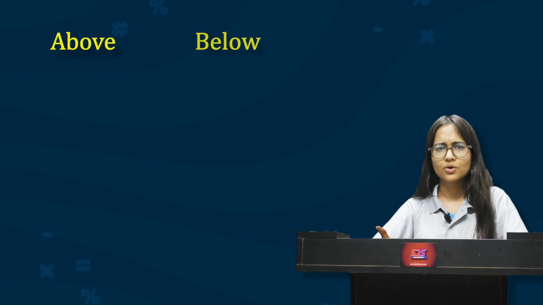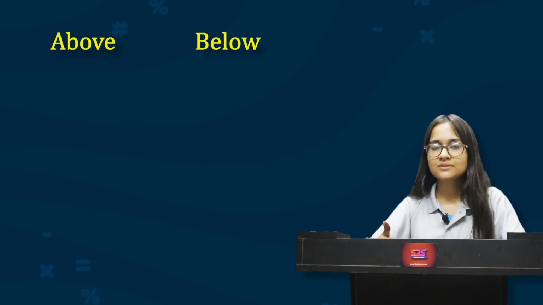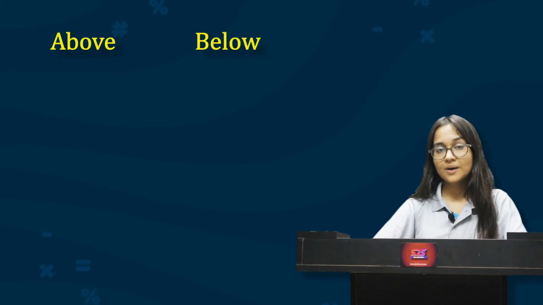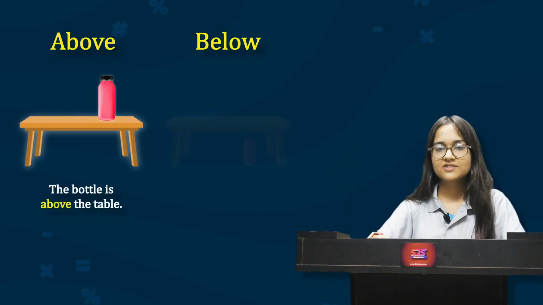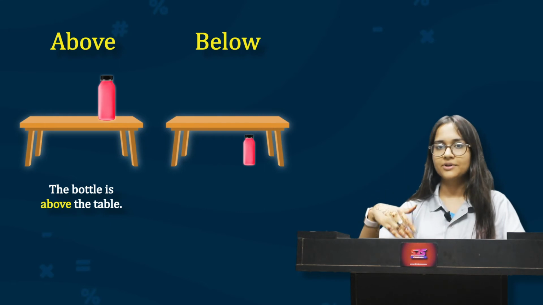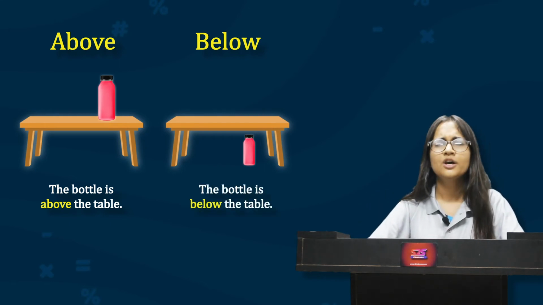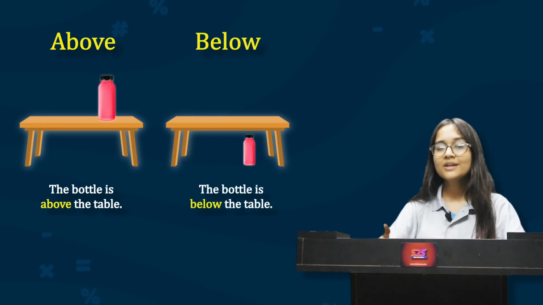So after on and under we have above and below. To some extent these words mean the same. Now if something is kept on the table, I can say it is above the table, and if something is kept under the table, I can say it is below the table. So to some extent on and under are similar to above and below.